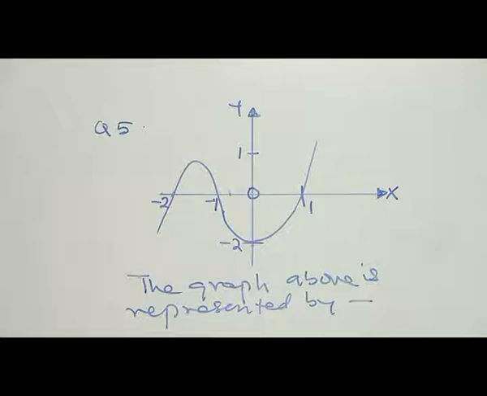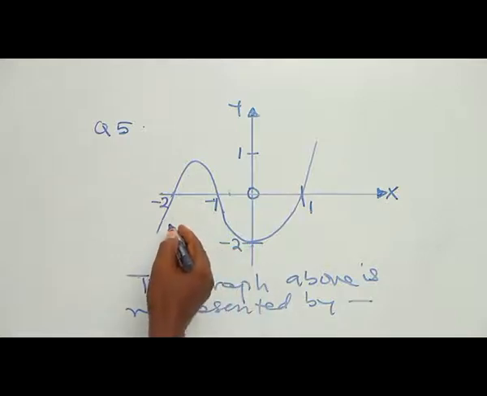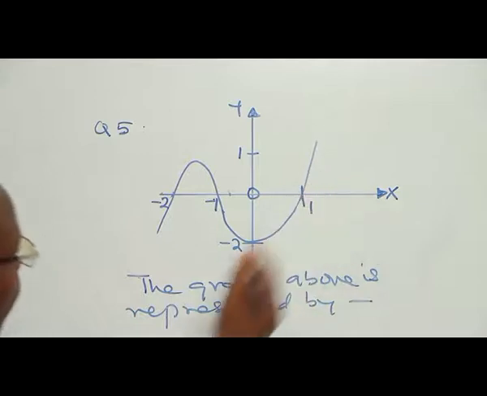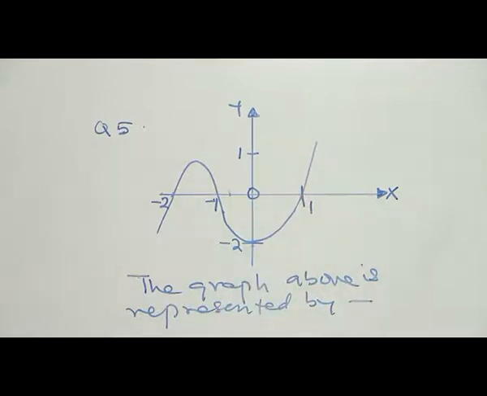That's example 5. Look at the graph we have here. This is actually a cubic graph. This is a cubic graph. Now, the graph above is represented by an equation, similar to the one we did, which was a parabola.